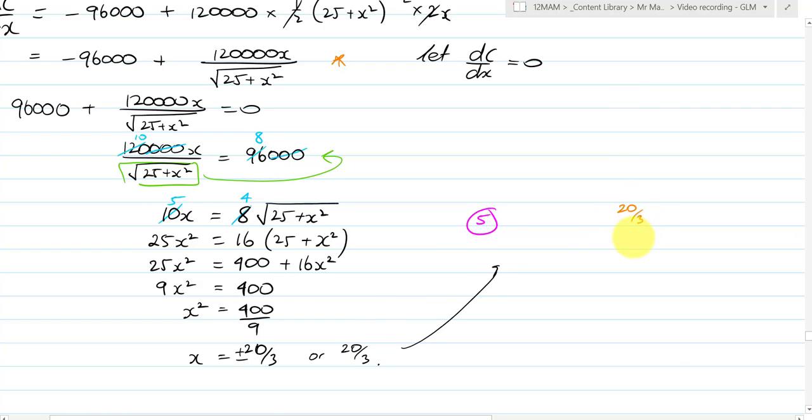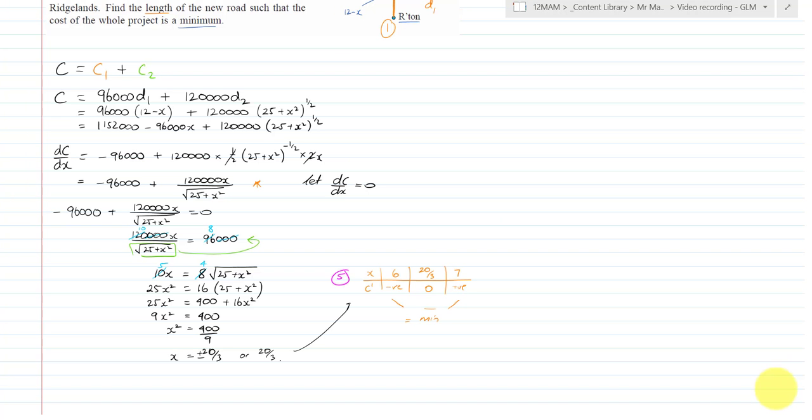So instead I'm going to do a gradient table. 20 over 3 has a gradient of 0, and I'm going to test a point either side. So this is my x value and this is my C dash value, the gradient of the costs. 20 over 3 is 6.6666. So I'll try 6 and I'll try 7, and I'll find that that's got a negative gradient. This has got a positive gradient, negative, 0, positive, and therefore it's a minimum cost.